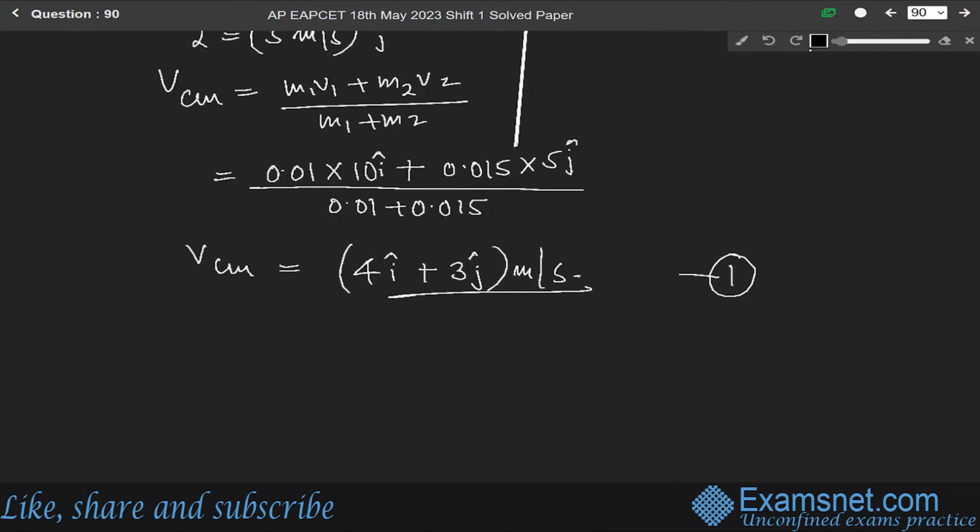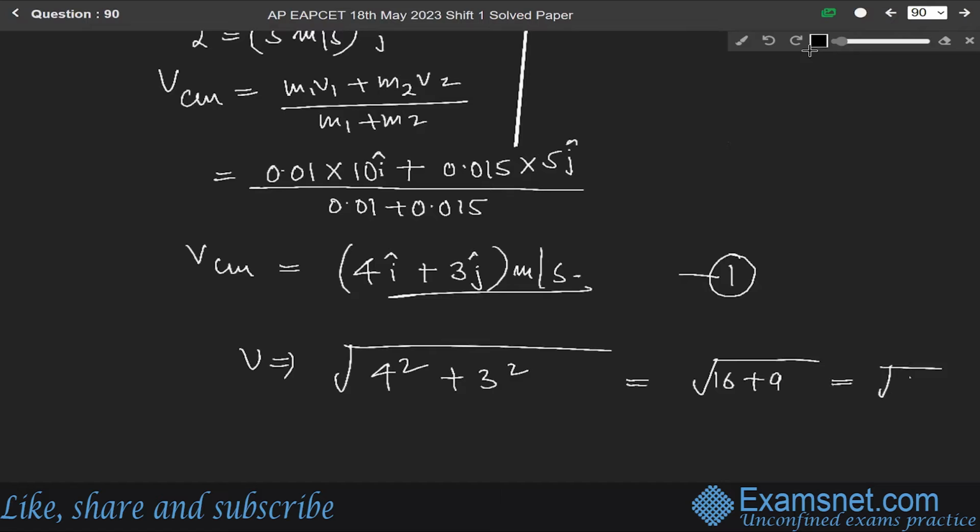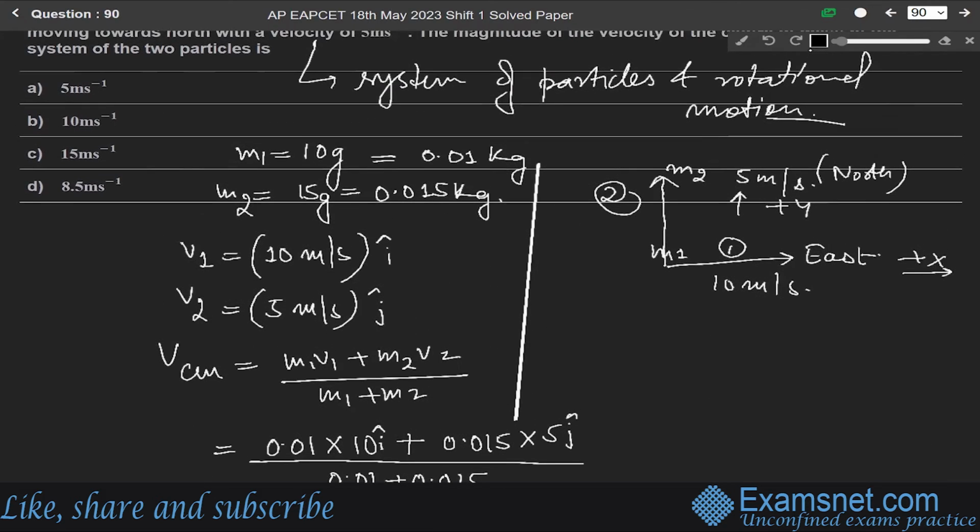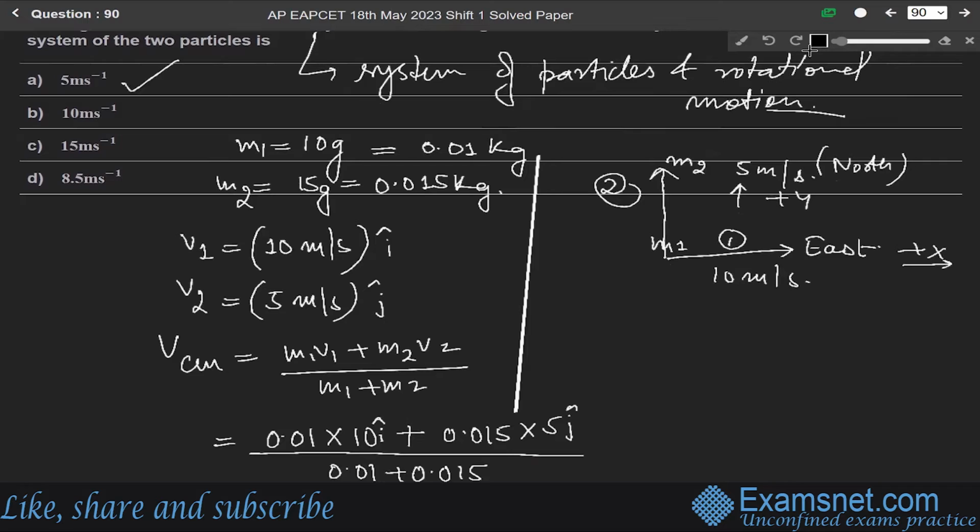So the magnitude of this will be under root of 4 square plus 3 square. So it comes out to be under root of 16 plus 9, means under root of 25. So VCM will be equals to 5 meter per second. So our correct answer is 5 meter per second. That is option A is the correct answer.